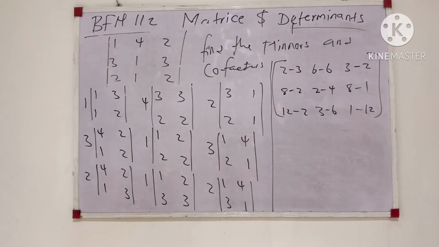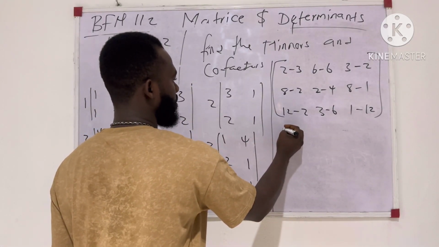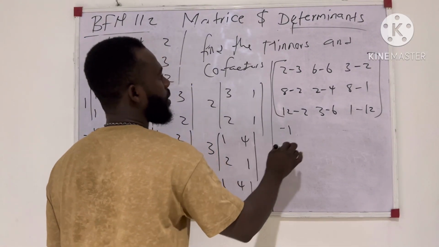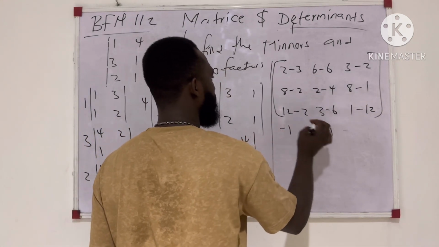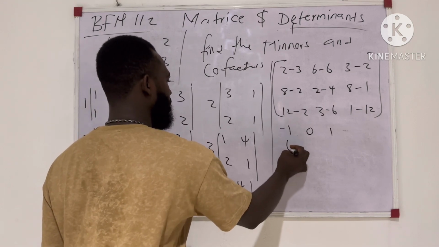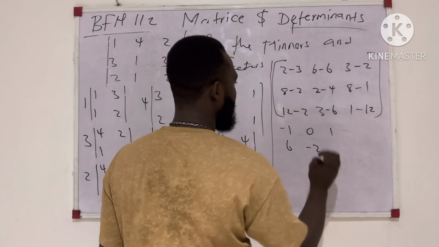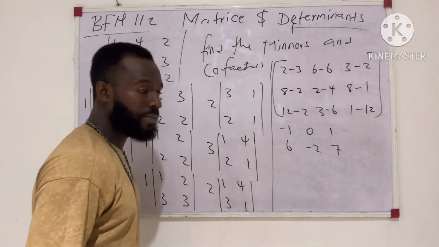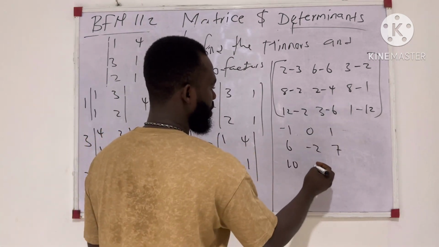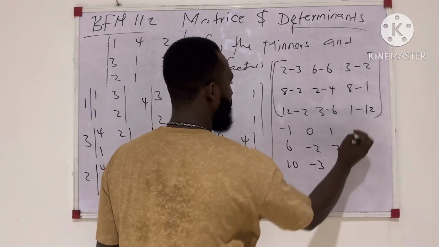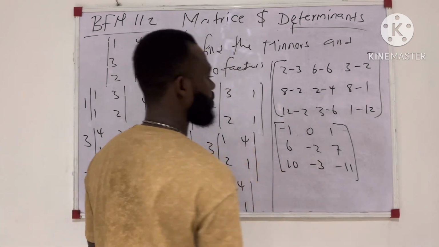Alright. Now, without wasting time, 2 minus 3 gives me minus 1. 6 minus 6 gives me 0. 3 minus 2 gives me 1. 8 minus 2 gives me 6. 2 minus 4 gives me minus 2. 8 minus 1 gives me 7. 12 minus 2 gives me 10. 3 minus 6 gives me minus 3. And 1 minus 12 gives me minus 11.